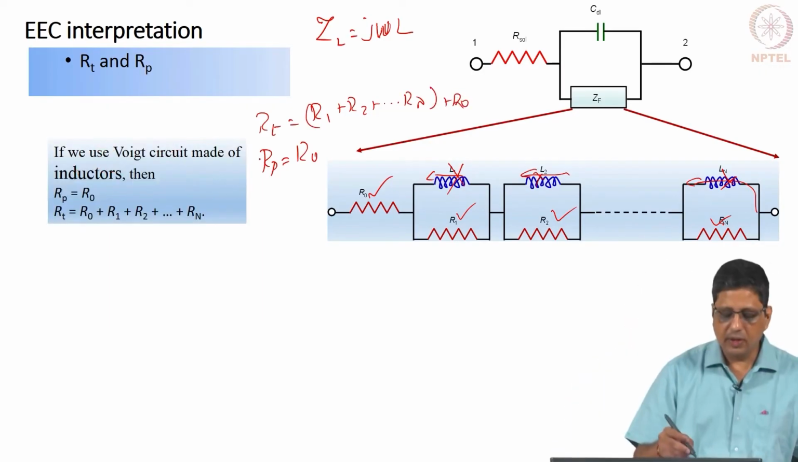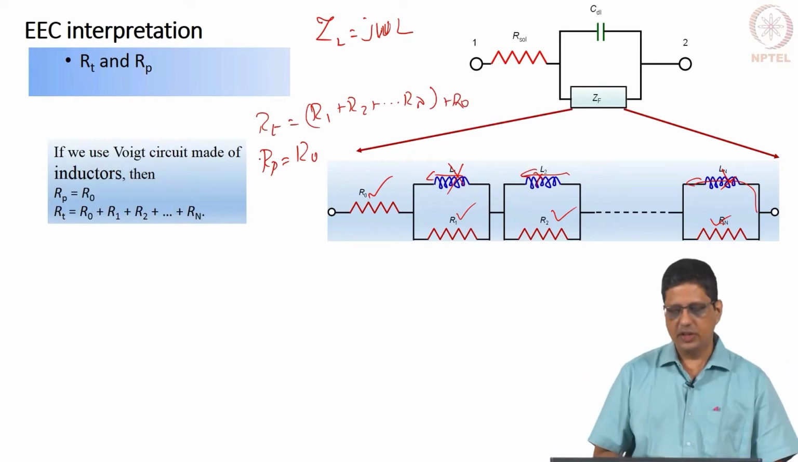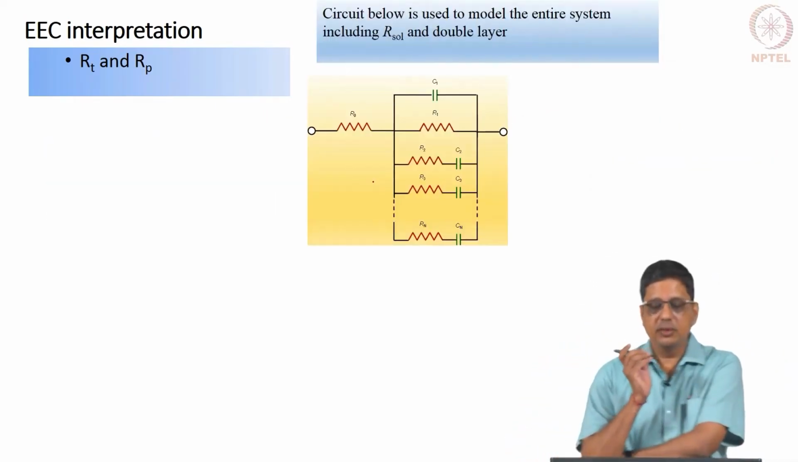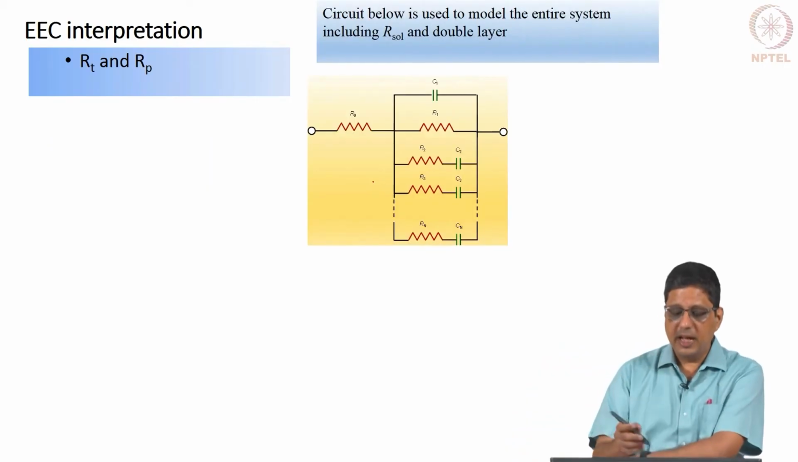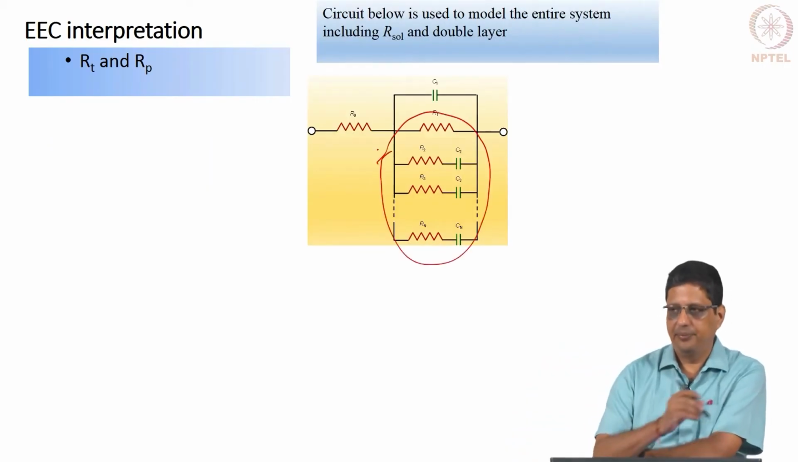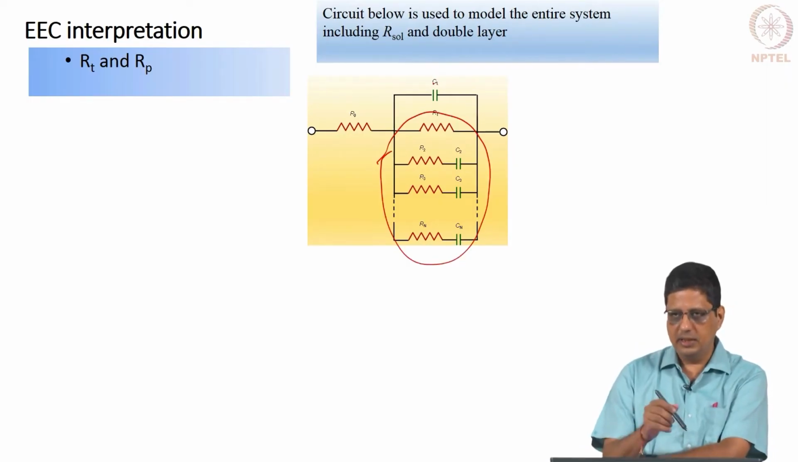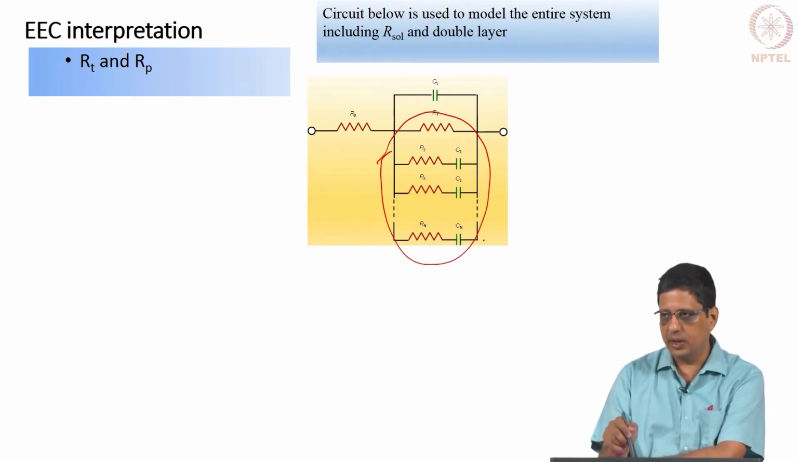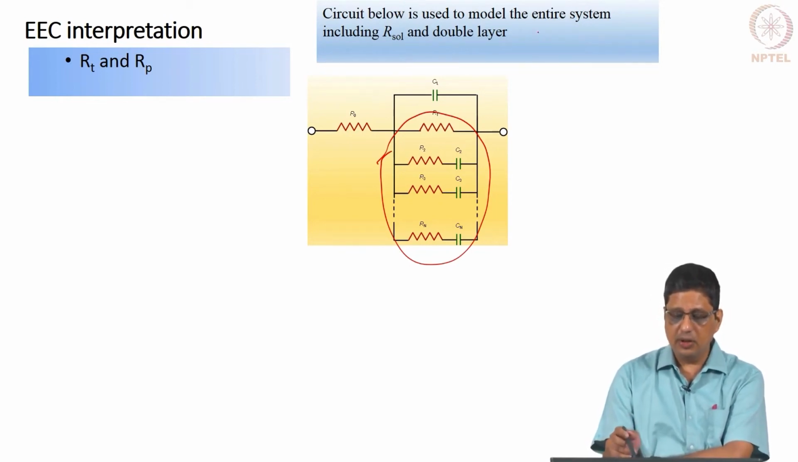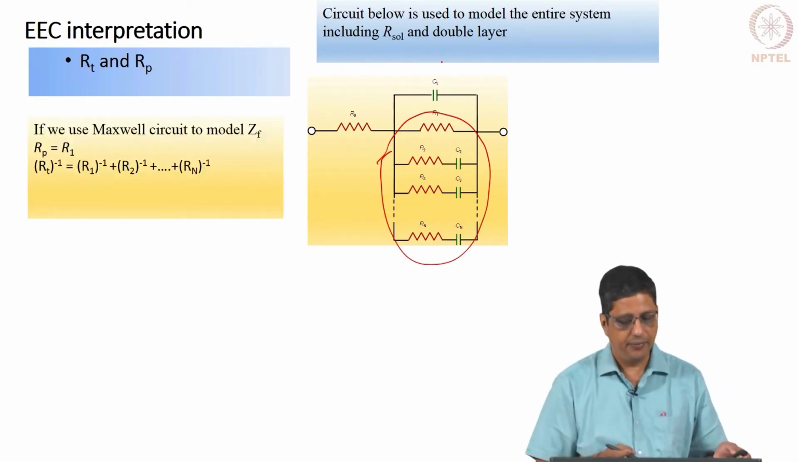Which means if I use a Voigt circuit based on inductor, I know the relationship here. Now, if I use a Maxwell circuit, I still have R solution, C1 here is a double layer capacitance. So, it starts at R1, R2C2, R3C3 and so on. One resistance and then pairs of resistance and capacitance are arranged in this fashion. So, the circuit below is used to model the entire system including the solution resistance and double layer.